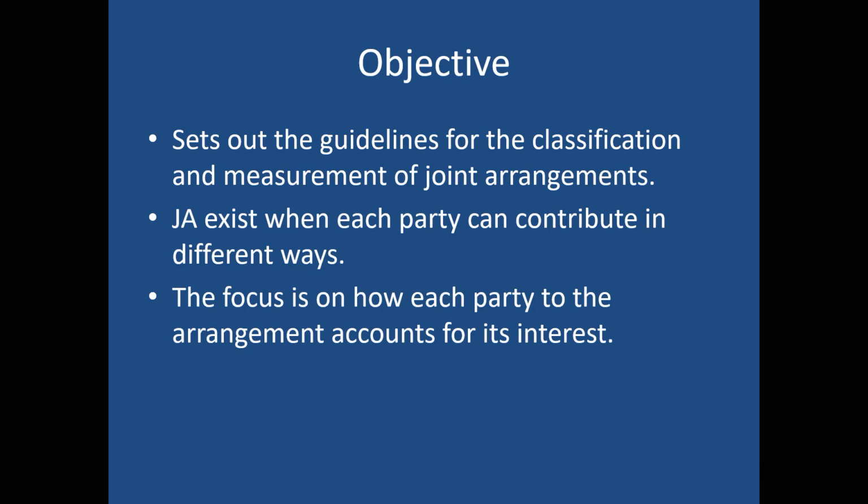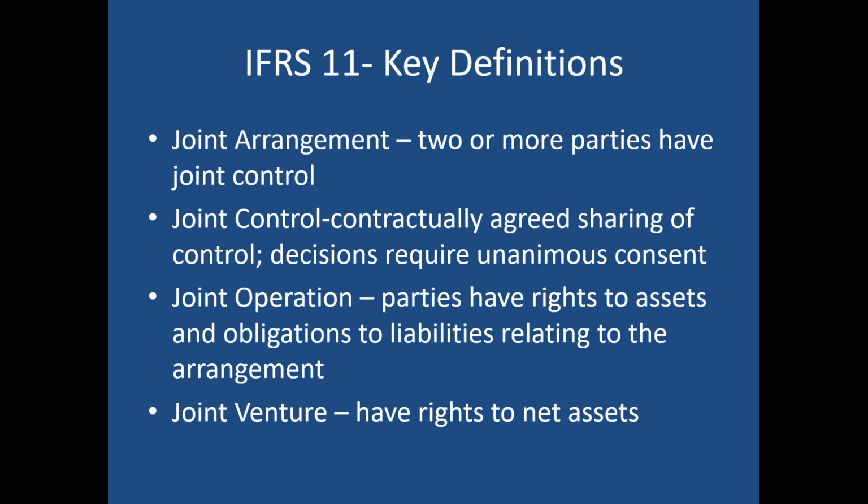This standard sets out the guidelines for the classification and measurement of joint arrangements. So if you want to understand what joint arrangements are, you read IFRS 11. It gives classification. Now, a joint arrangement exists when each party can contribute in different ways. So, joint arrangement implies you have 2, 3, 4, 5 investors jointly controlling an entity. Now, the focus is on how each party to the arrangement accounts for its interest.